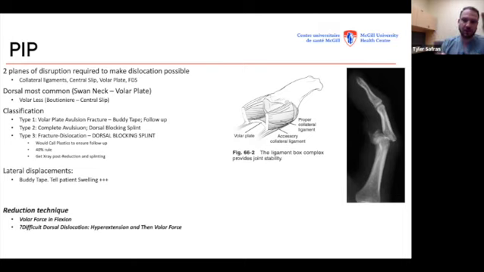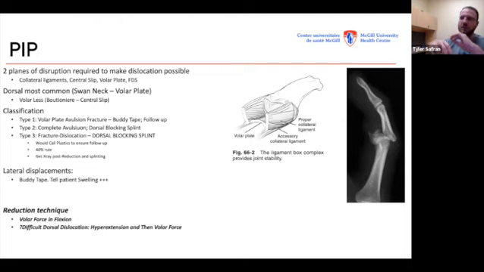So that's rule of thumb number one. You buddy tape the next finger together and you get the patient to move, or off sports for 4 weeks. Or what you can do is an extension blocking splint and you send them to occupational therapy. For the purposes of the emergency room, it's way easier to do buddy taping, especially if you're 100% convinced it's a volar plate avulsion fracture.